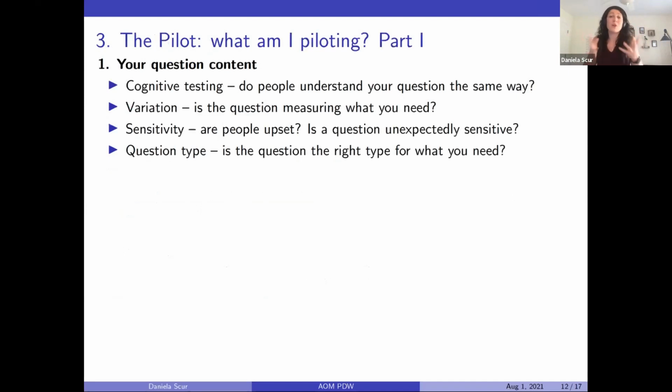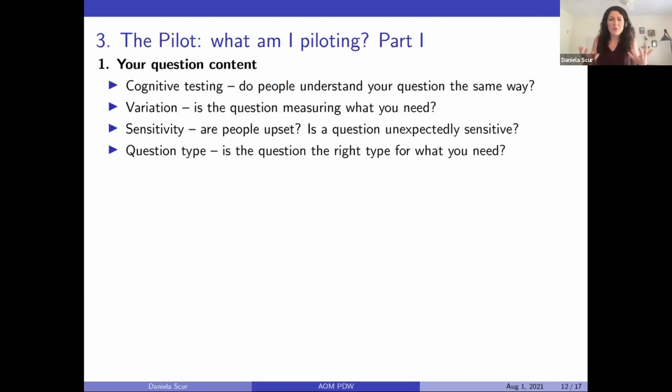So what are you piloting? What are you doing? It's different from the cognitive testing that Christina was talking about. So the first point here is cognitive testing. That's one of the points of your question content you're going to pilot, but it's not necessarily the whole pilot. The other thing is variation.